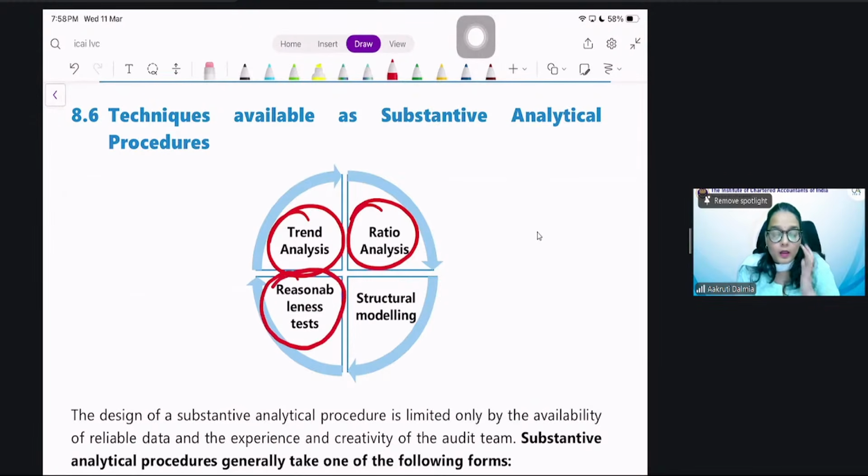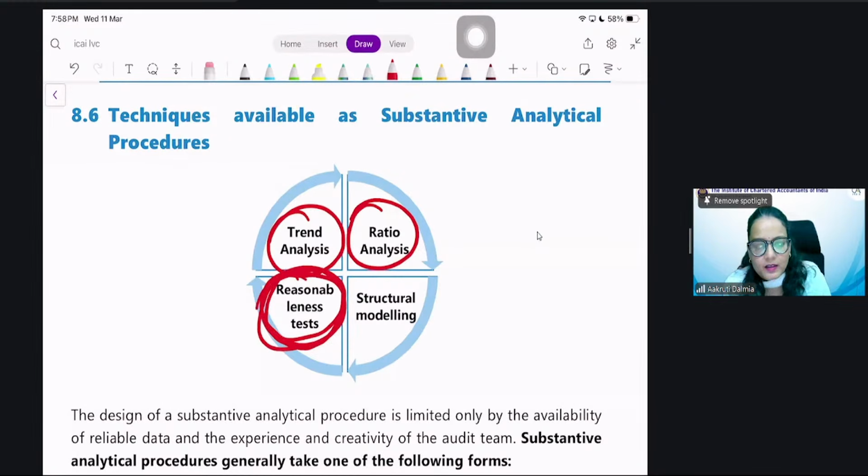Reasonableness test. Do you remember the chai and coffee example that I gave you? 20 employees are there and the tea and coffee expenses are 10 lakh rupees. Do you remember at the start of the class, I gave you this example? So if the employees are 20 and the expense of tea and coffee is 10 lakhs, are you doing any trend analysis or ratio analysis? No. What are you doing?